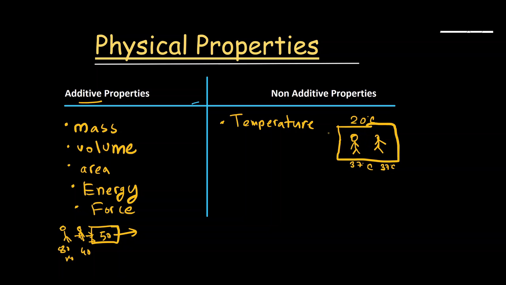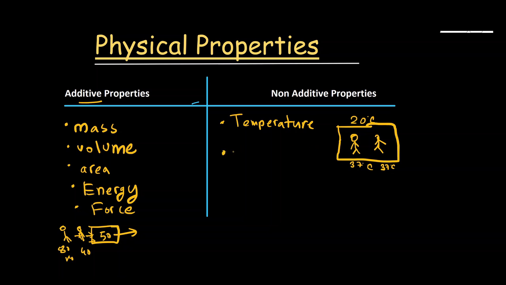So temperature, right? It's not an additive property. Because we have 37 here, and then we have 37 here, so it should add up. So maybe the room temperature is going to be something around 37 plus 37. No, it doesn't work like that. And that's the reason why temperature is a non-additive property.